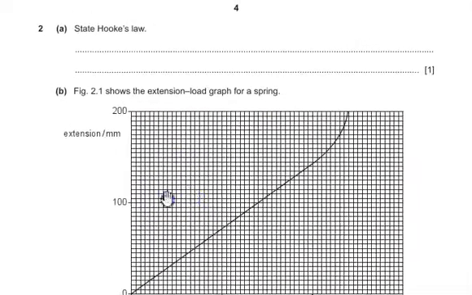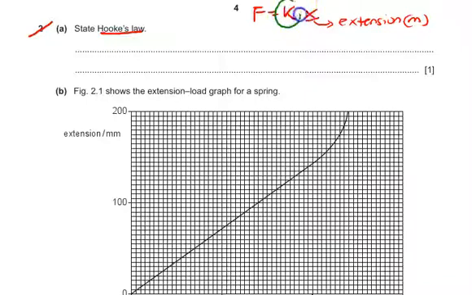Okay, state Hooke's law. This is a spring question. 2a, state Hooke's law. So Hooke's law, please remember the formula. F equals to kx. F is the force. This is your extension. Okay, extension must be in meter form normally. And the k value is your spring constant. Like how strong is the spring.